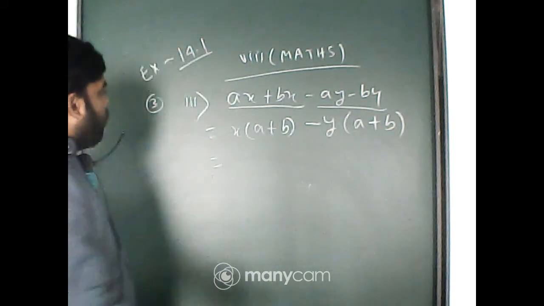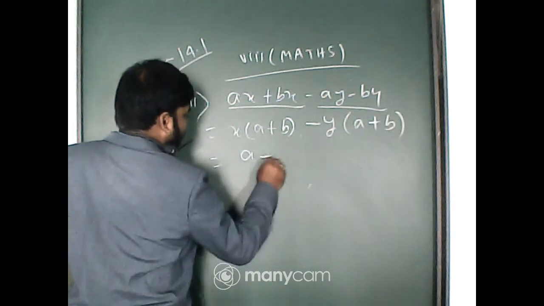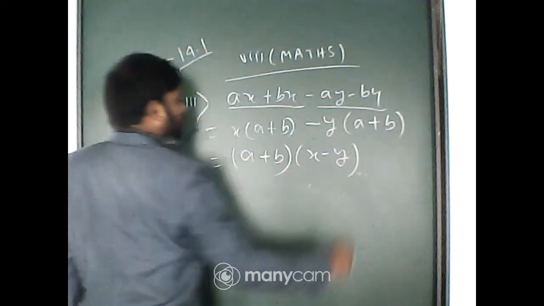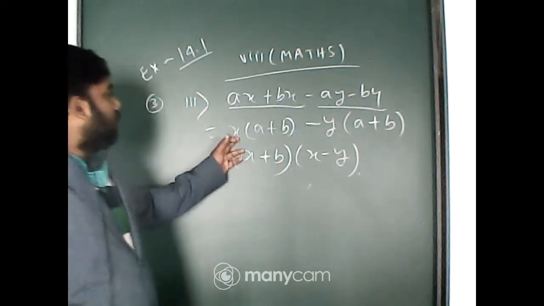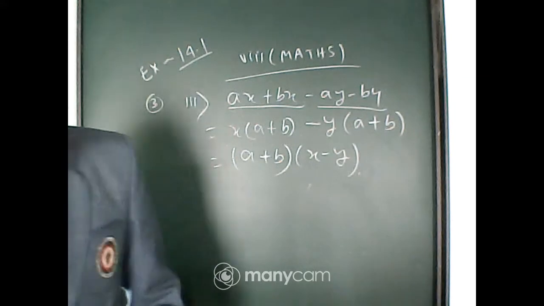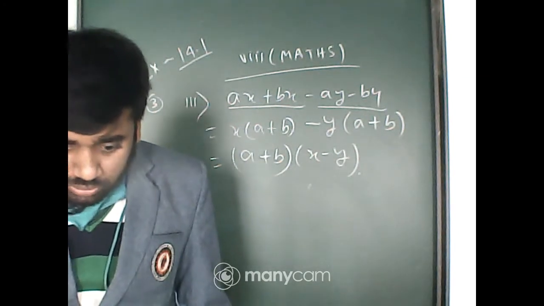Okay, so therefore a plus b into x minus y. So a plus b is the common term, only x minus y is left. Got it? Okay.